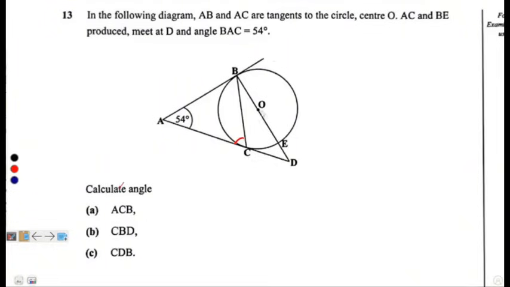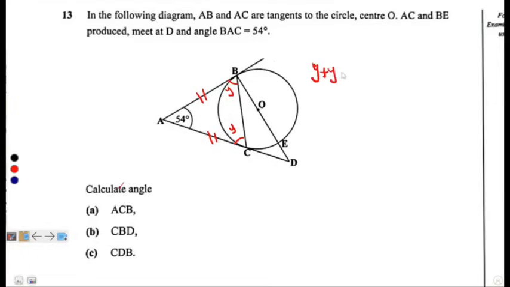So how can we find ACB? First thing, we have been told that AB and AC are tangents. So ABC forms an isosceles triangle because AB and AC are tangents. So here we are going to have an isosceles triangle, meaning that the angle which is here and the angle which is here are going to be equal. So we are going to label this as angle Y, even here angle Y. We know that the sum of the angles in any triangle add up to 180. So we are going to add Y plus 54 and equate to 180.